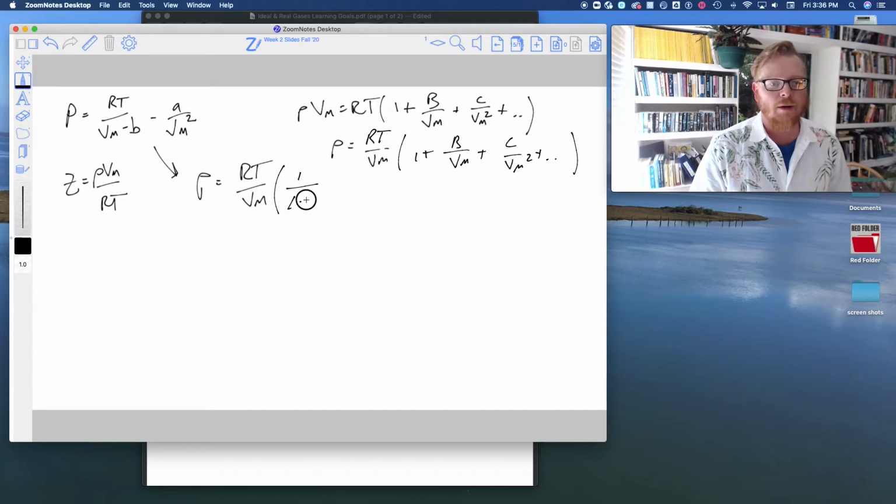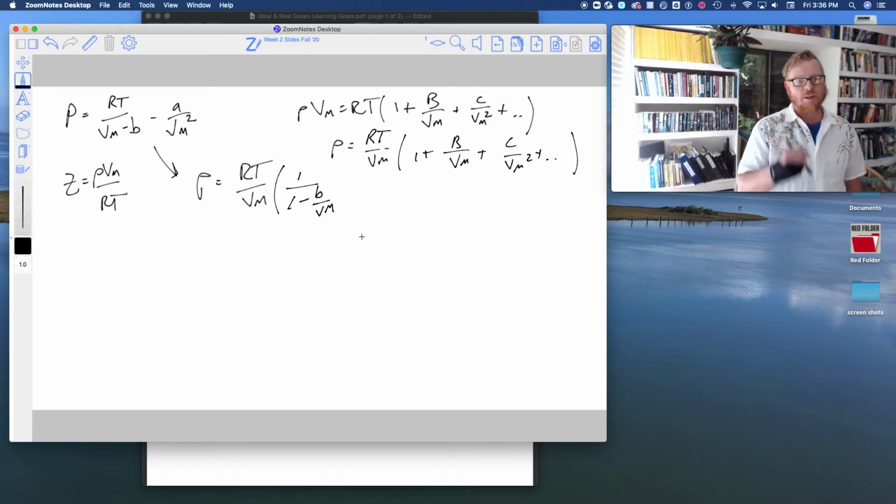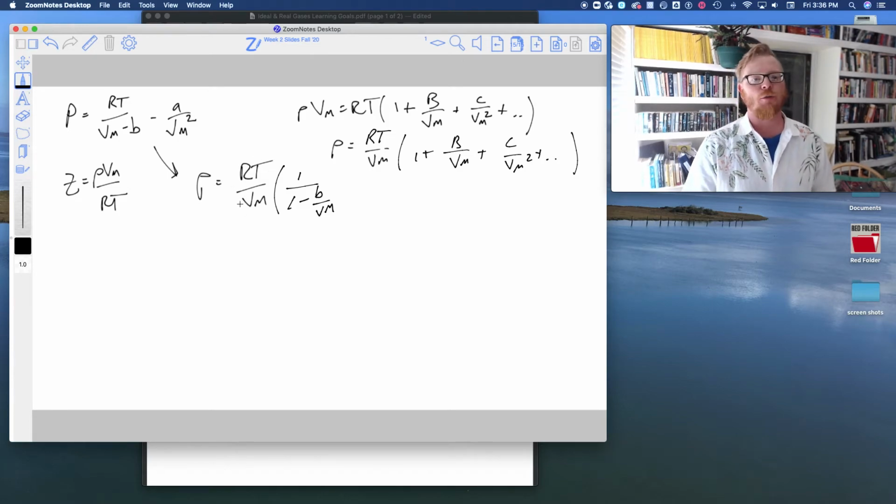1 over 1 minus b over Vm. And we know that this would work because if I distribute this RT over Vm back through, I'll have that first term. And then that's going to be minus, and now if I'm factoring out an RT over Vm out of this thing, that's going to end up looking like a over RT Vm, because I didn't have an RT in the first place, right?